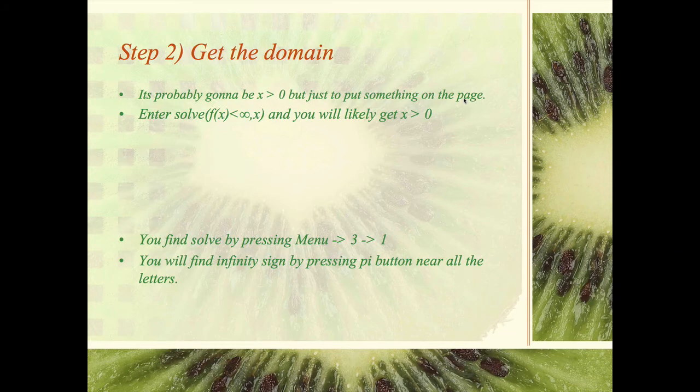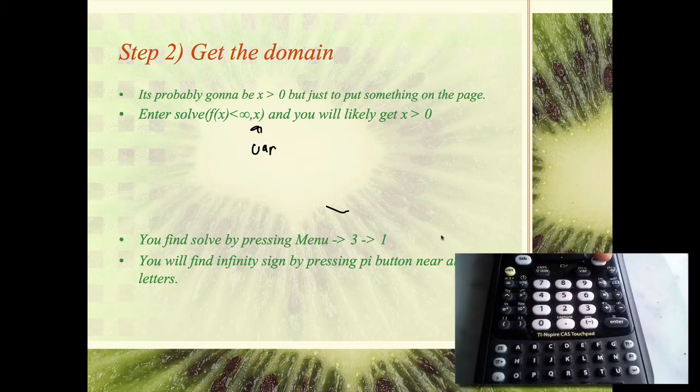Okay, you do that, and to get the domain, you write solve f of x is smaller than infinity, comma x. When you write all these functions like solve or zeros, you always have to put x because that's the variable you're looking for. That's the thing you will get defined as. To find solve, press menu 3 1, right? And that's it.